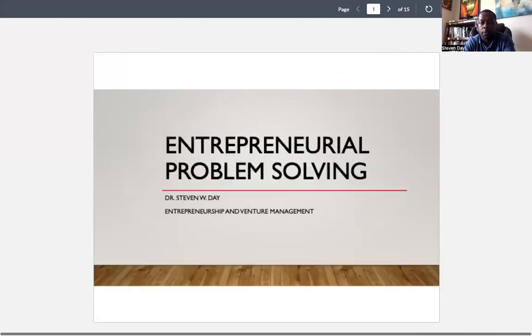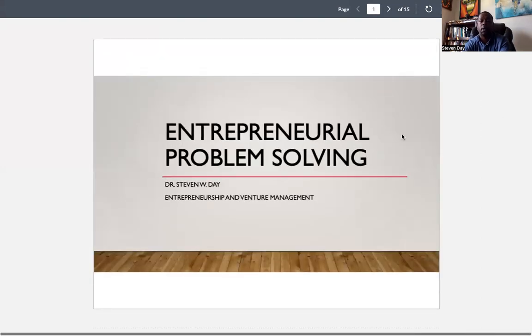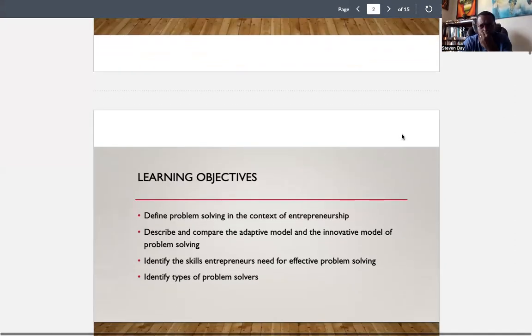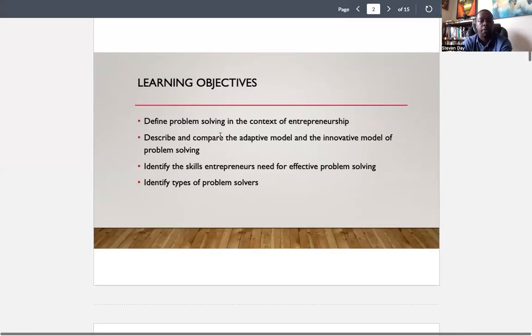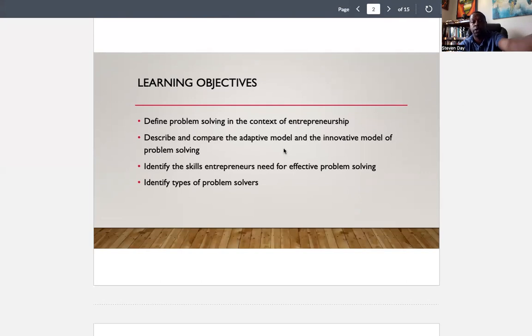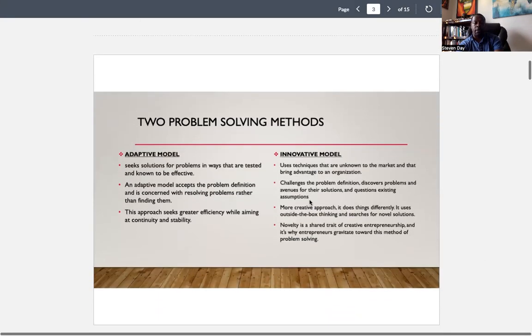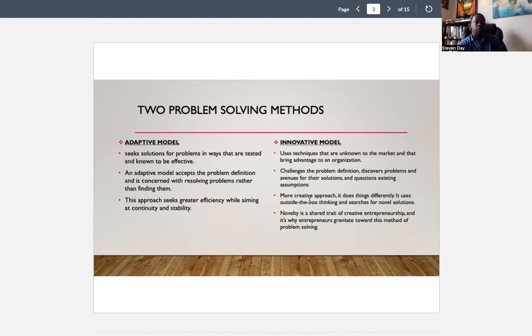Today on lecture 4, we're going to be talking about problem solving. So entrepreneurial problem solving. We're going to run through this real quick here. The learning objectives for this module: define problem solving in the context of entrepreneurship, describe and compare the adaptive model and the innovative model of problem solving, identify the skills entrepreneurs need for effective problem solving, and identify types of problem solvers.